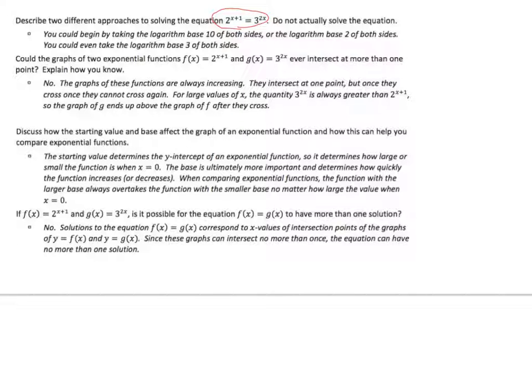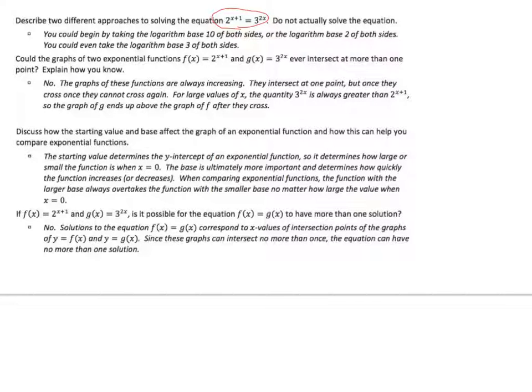Could the graphs of 2 exponent functions ever intersect at more than one point? Explain how you know. No, you've got a variable not raised to a power, therefore it's going to intersect at one point. And once they cross, they can't cross again, okay? Discuss how the starting value and base affect the graph of an exponential function and how this can help you compare the exponential functions. This is where we talked about Gregor, Fiona, Helena, yeah, and Carl.